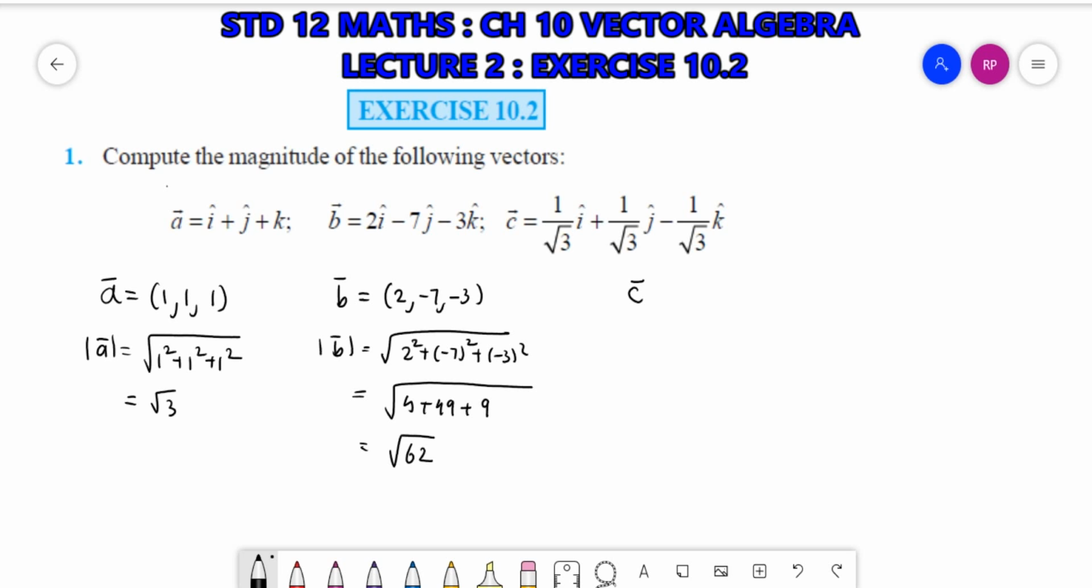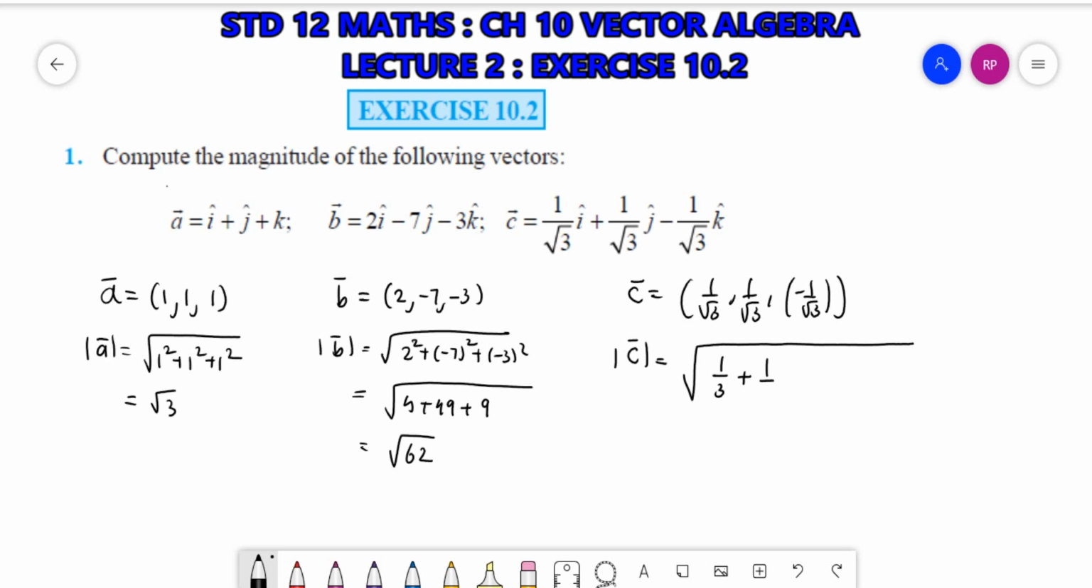Now C will be equal to 1 by root 3, 1 by root 3 and minus 1 by root 3. So magnitude of C will be equal to under root of 1 by root 3 square, that is 1 by 3, 1 by root 3 square, that is 1 by 3, and minus 1 by root 3 square, that is also 1 by 3. This will be equal to root of 3 by 3. So magnitude of C will be equal to 1, that is the unit vector. So this was about question number 1. So just note it down.